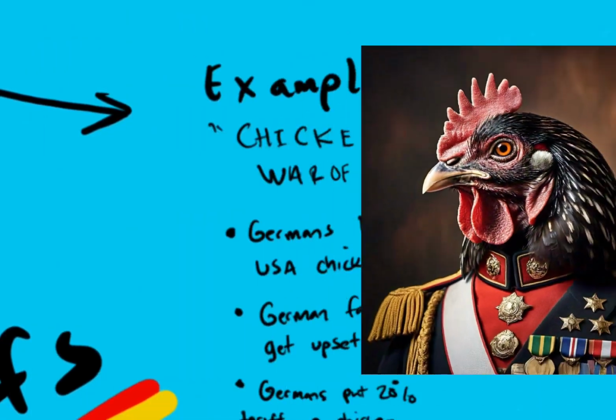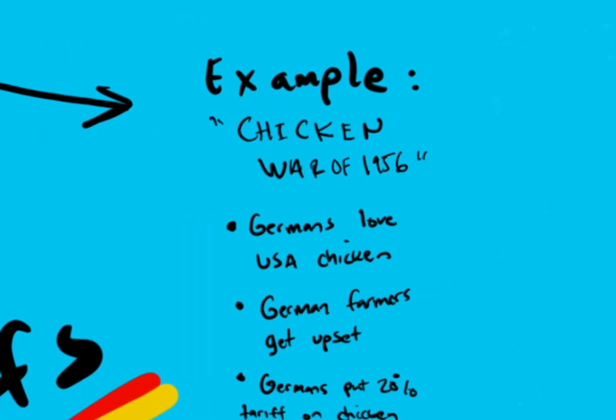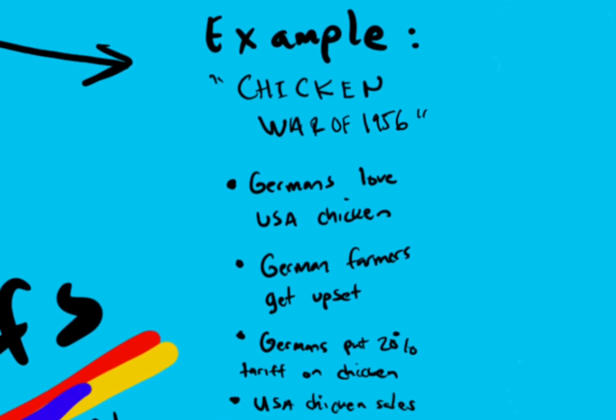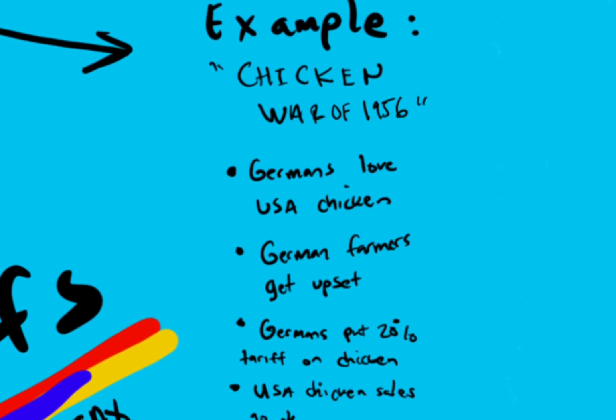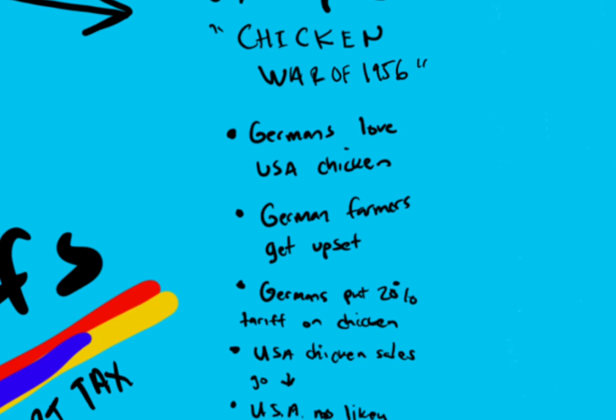The Chicken War of 1956 will help us understand tariffs. In 1956, the Germans loved United States chicken. They were just goo goo, gaga, cuckoo for chicken puffs. This made the German farmers very upset because they were like, hey, Mother Germany sells chicken too. Why don't you buy from us? But the German people were like, because we love the United States chicken.